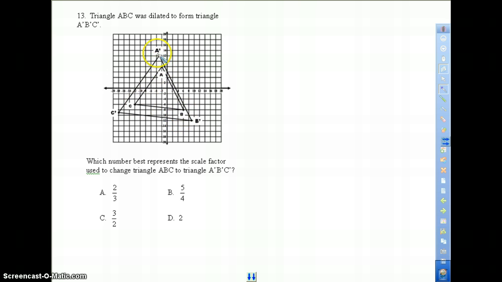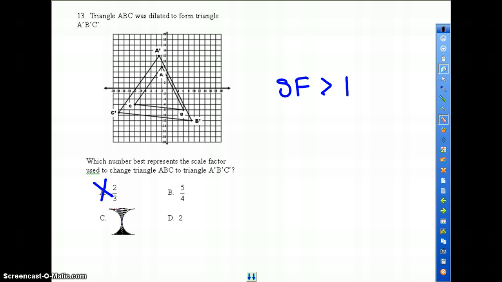Since the new is larger than the original, I know my scale factor has to be what? It has to be greater than 1. Well, that one's greater than 1, and that one's greater than 1, and that one's greater than 1, but that one's not. So cross that off.